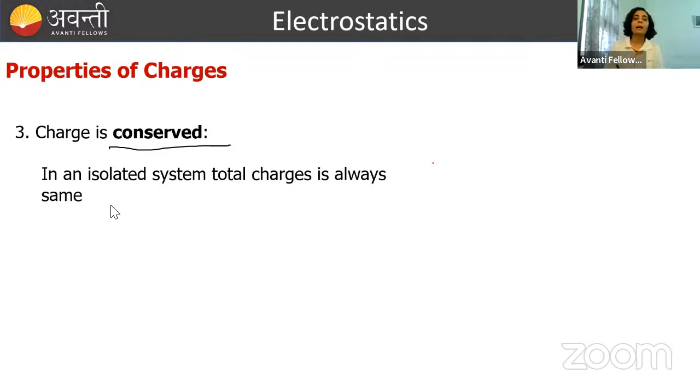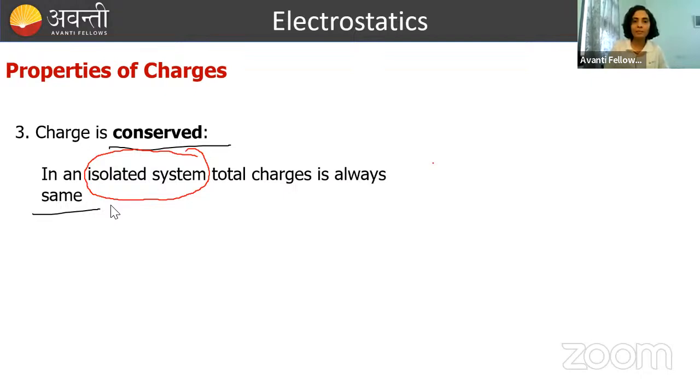What does it mean? In an isolated system, total charges is always same. Again, charge is conserved, but where? When the system is isolated. Please look here very carefully, ये वाला thing. क्योंकि this thing I will be using very often for solving even complex question very easily.